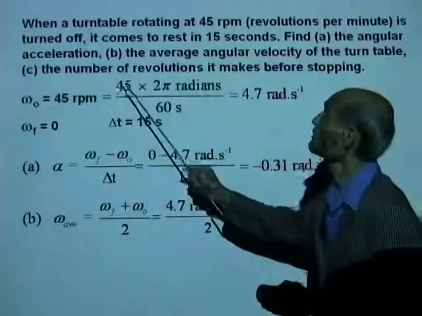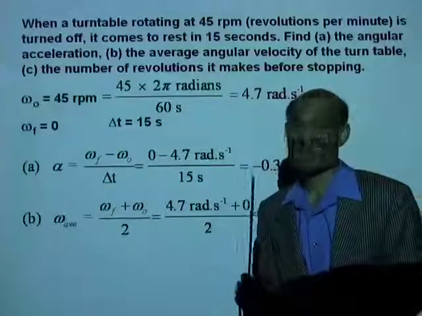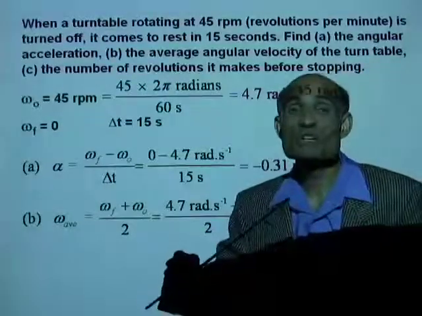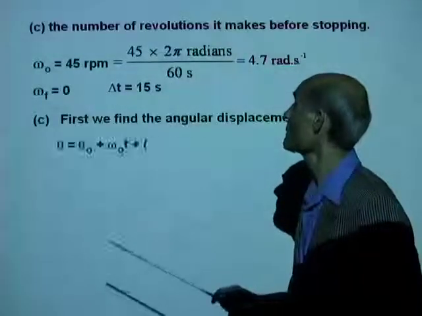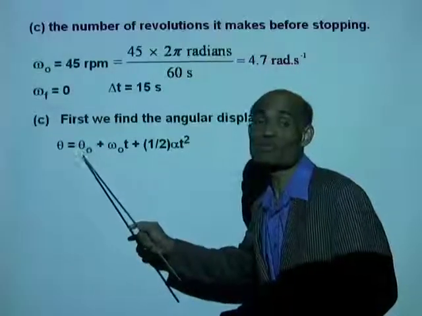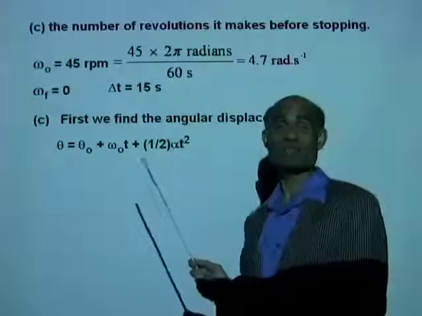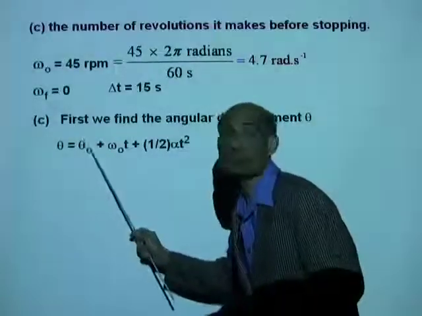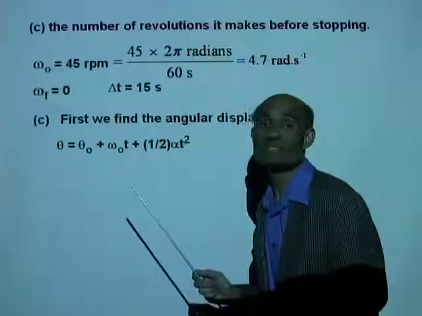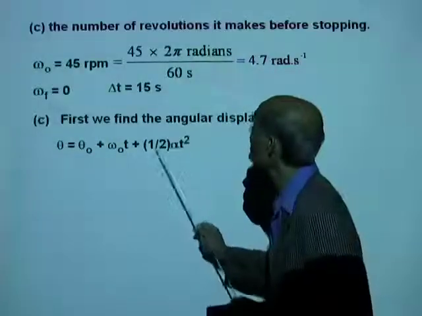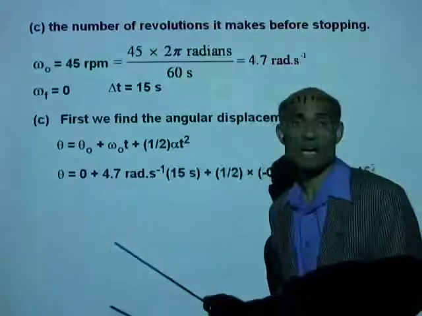And now, what is the number of revolutions it makes before stopping? Well, to find the number of revolutions, you need to find the angular displacement. How do you find the angular displacement? Theta equals theta 0 plus omega 0 t plus 1/2 alpha t squared. Theta 0 is 0. Omega 0 is 4.7 radians per second. And alpha we calculated, I didn't carry it here, but we have that value in the previous slide.